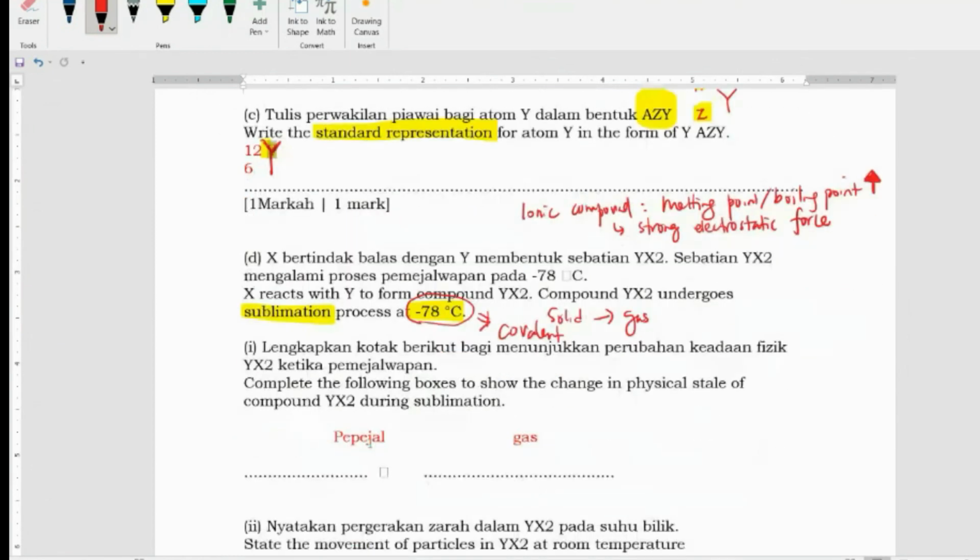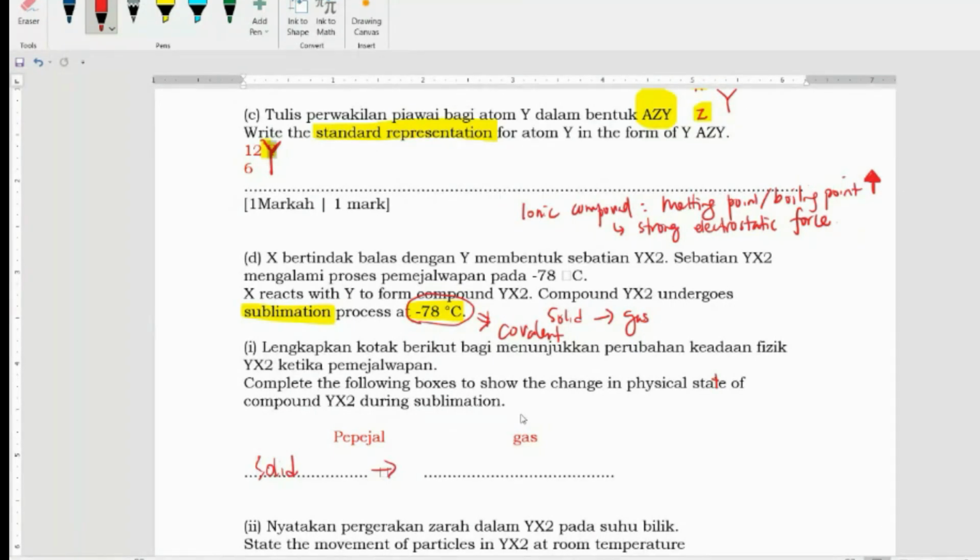Okay, jadi untuk change in the physical state here, sublimation so should be solid to gas, solid to gas. Okay, number 2. Okay, next.